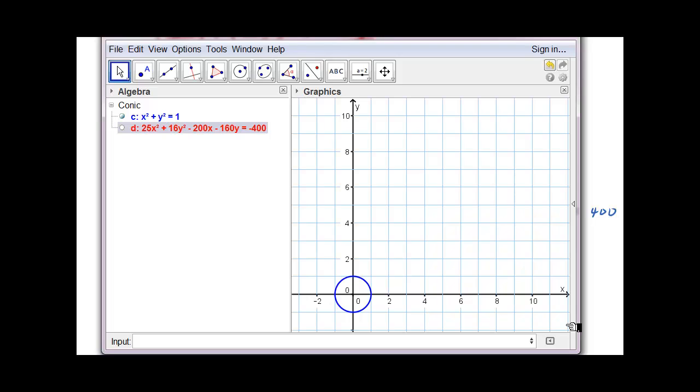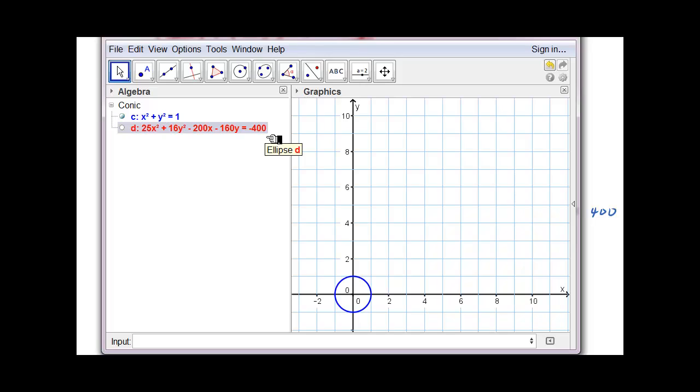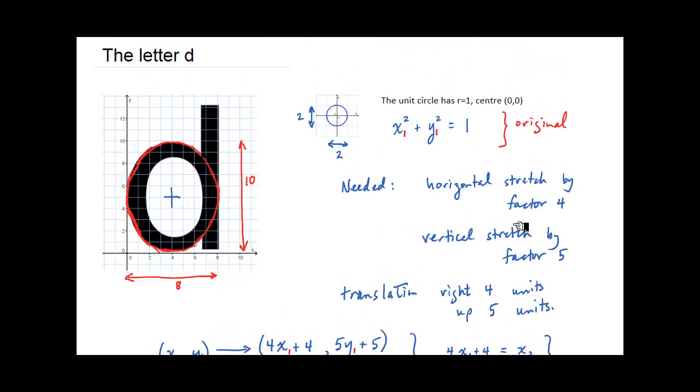If we put that equation into GeoGebra, it automatically moves the 400 to the other side. And if I turn that graph on, it looks exactly like what we'd hoped for. It's an ellipse that has a minor axis reaching from 0 to 8 on the x scale, and a major axis, the longer axis, running from 0 up to 10 on the y scale. The center of the ellipse is 4, 5, just what we wanted to have. So that is our letter D.